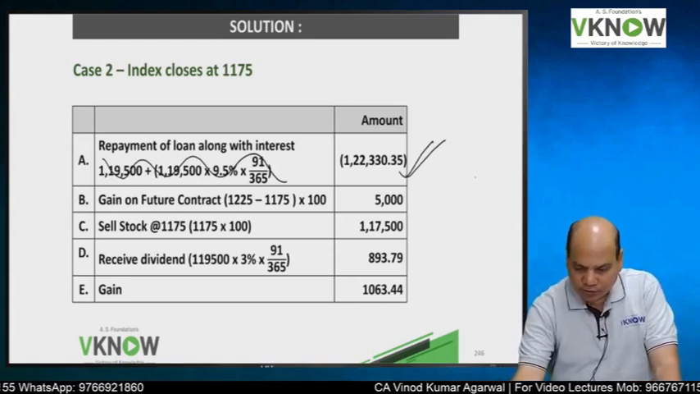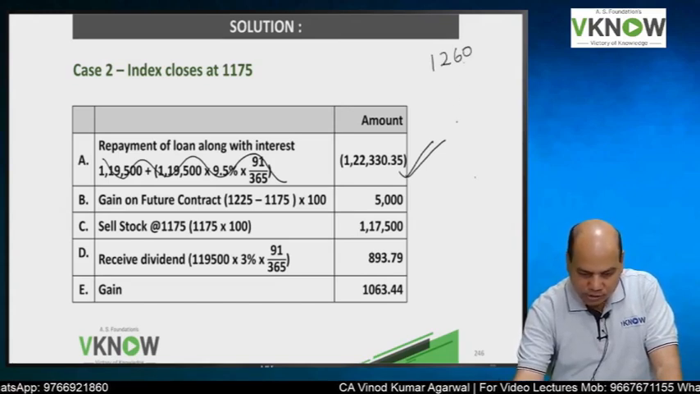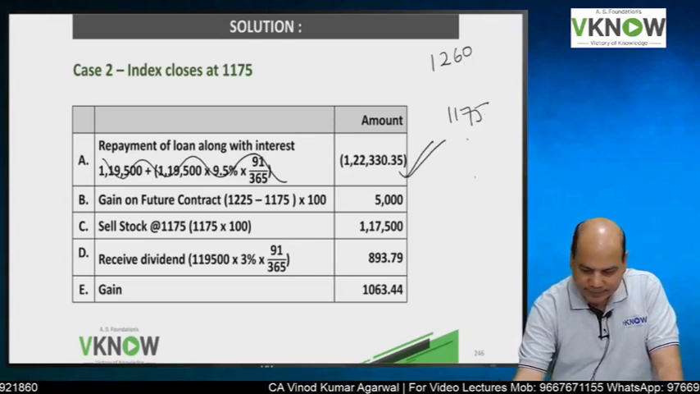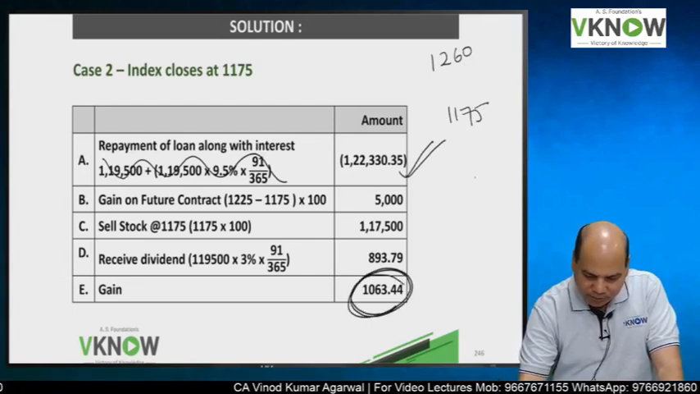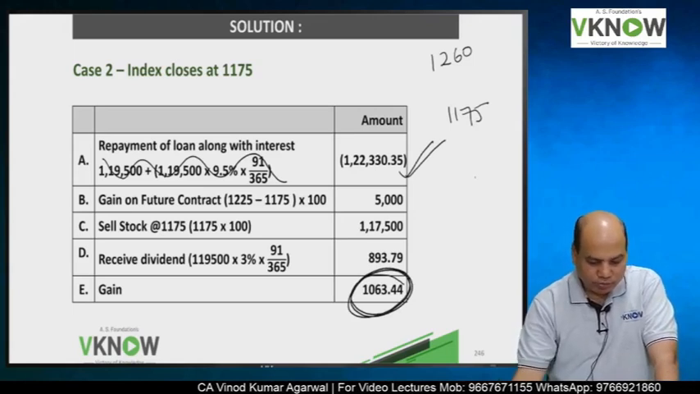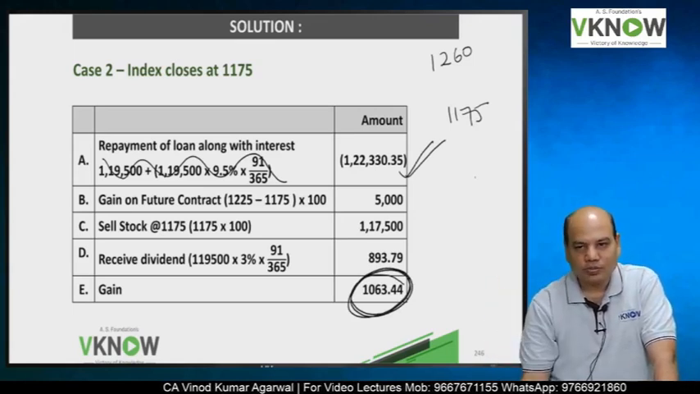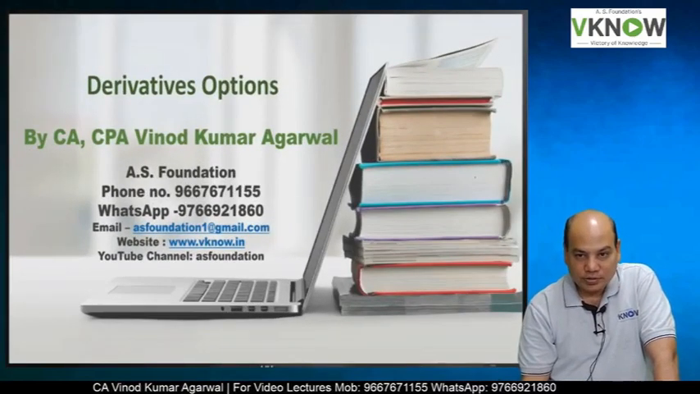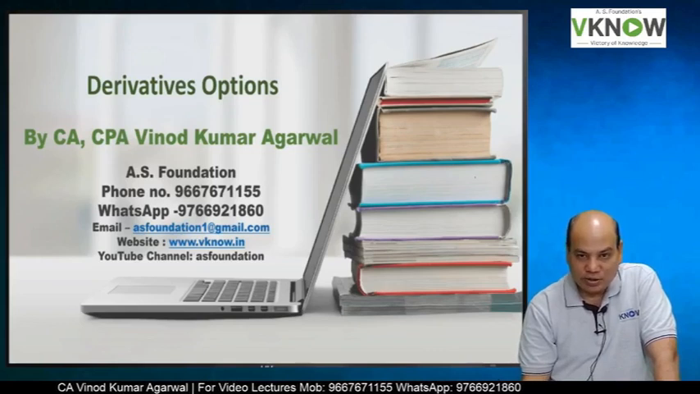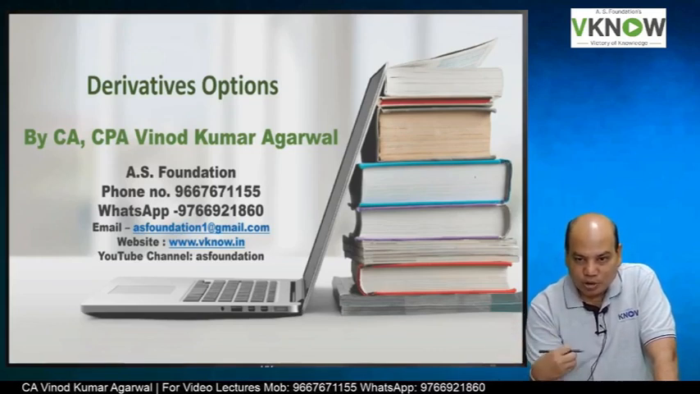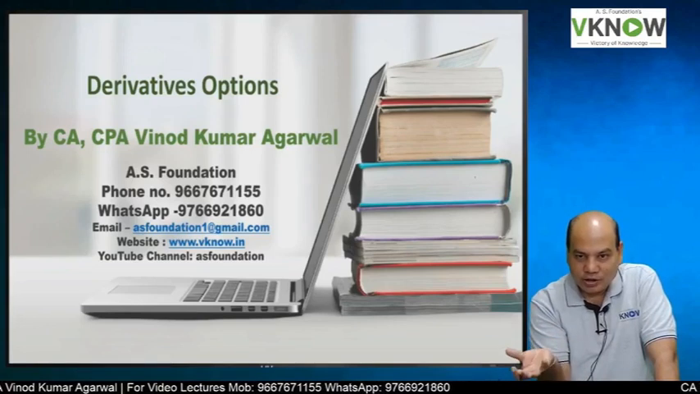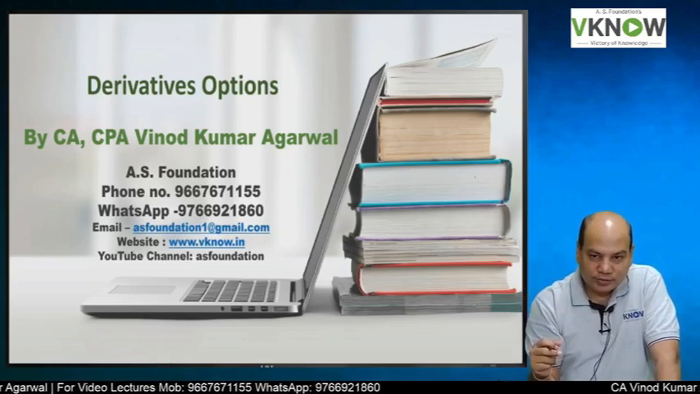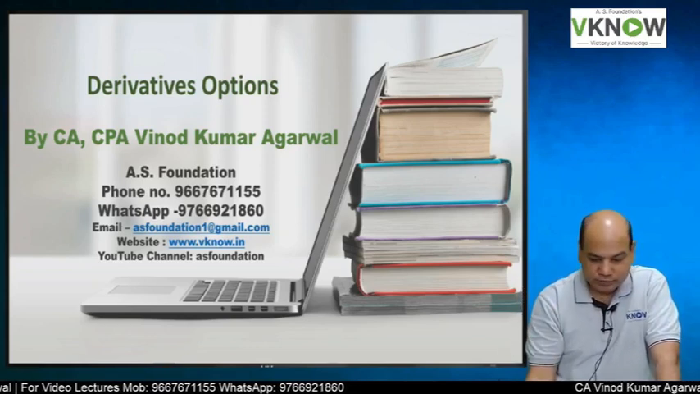In first case it was 1260. Now it is 1175. Whatever happens, whether market goes up or goes down, this much arbitrage profit you are going to make. Arbitrage profit means without any risk, without any investment. You have not invested from your pocket. You have borrowed money, invested. You have not taken any risk also, because whether the market goes up or goes down, you are going to make the profit. That is called arbitrage profit.